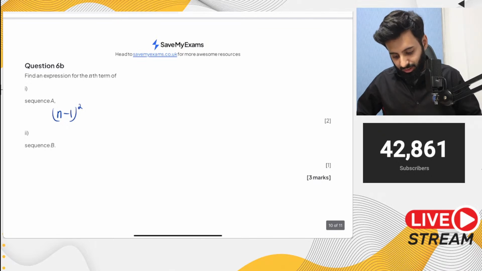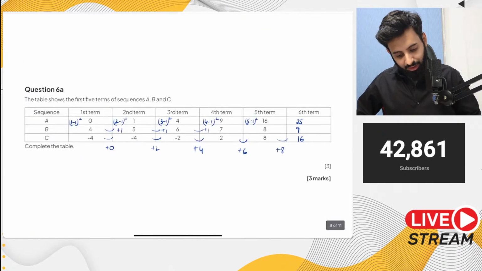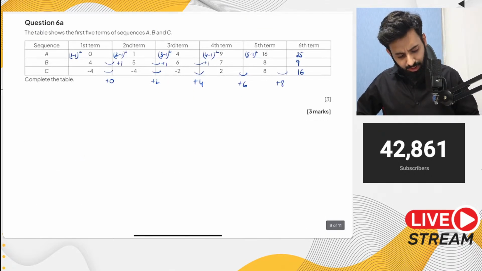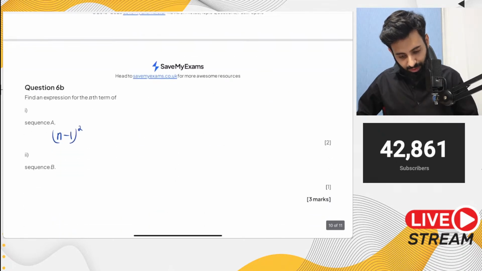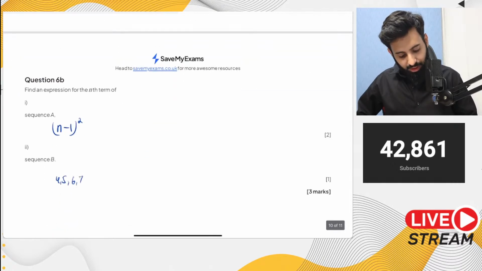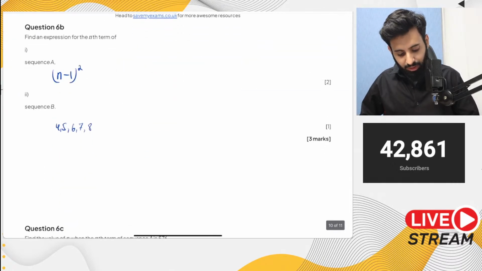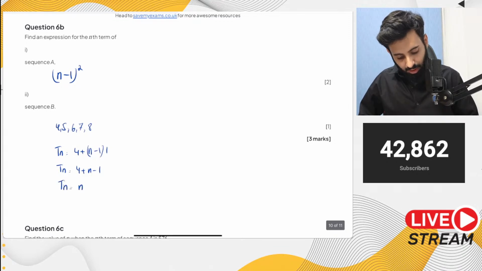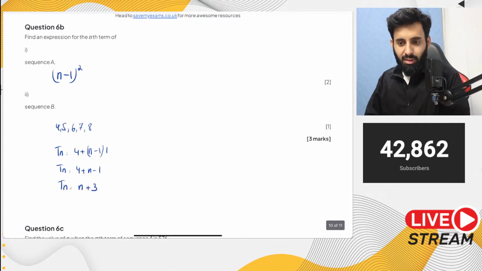Sequence B. Okay, so if we look at sequence B, it is a pretty straightforward sequence. You have 4, 5, 6, 7, 8. So this is a linear sequence, okay, with the difference 1. So the general term would be 4 plus n minus 1 into 1. So what's that equal to? That's equal to 4 plus n minus 1, which means Tn is equal to n plus 3. There you go.